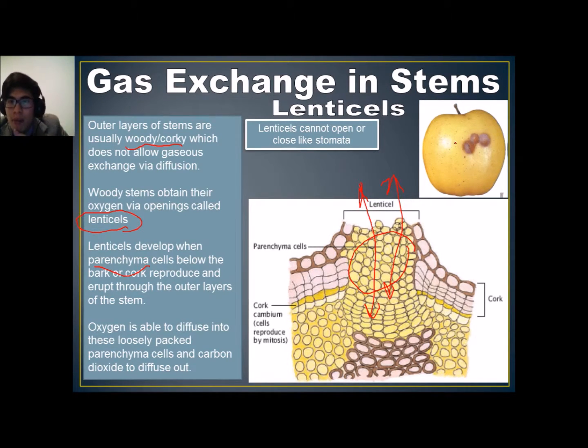So if you look at your apple here, that little black dot there, see that there? That is actually a lenticel. So when you eat your apple, have a look and see if you can see these dots there. These are actually all lenticels, which allow diffusion of gases.